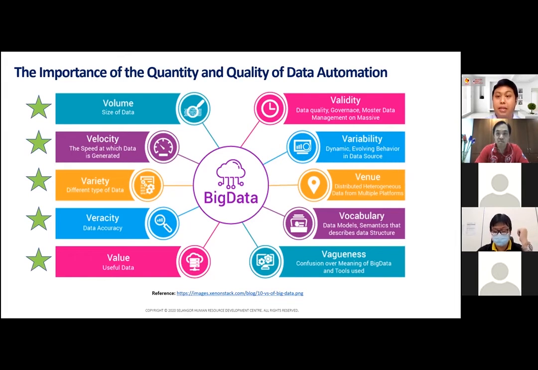Then you talk about variety, right? You need to collect multiple types of data to be able to make better decisions. Veracity is basically the accuracy of your data. You don't want to collect data that is not accurate, and therefore make wrong decisions. And of course, understanding the value of the data is very important. You don't want to collect data that doesn't make sense, that doesn't create value, and therefore is considered redundant.